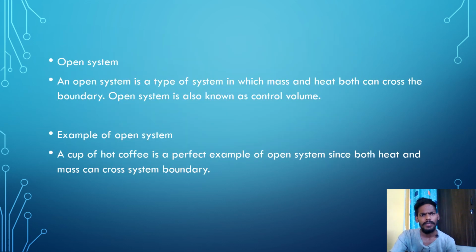Open system. An open system is a type of system in which mass and heat both can cross the boundary. Open system is also known as control volume. Example of open system: a cup of hot coffee is a perfect example of an open system, since both heat and mass can cross the system boundary.